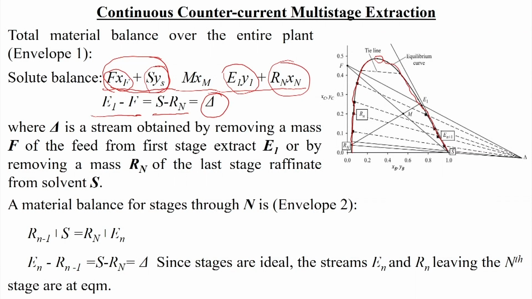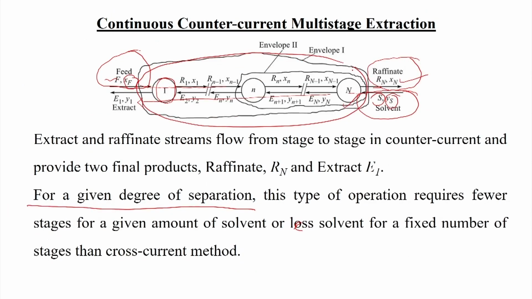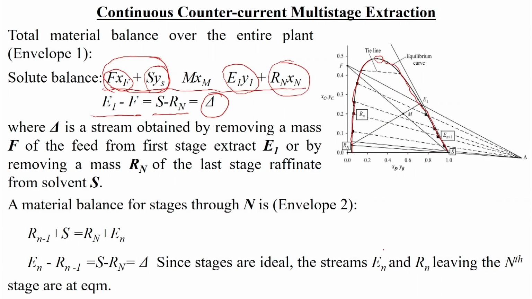So, if we now do the material balance in envelope 2, in the small envelope like this, there we will get Rn minus 1 plus S is equal to Rn plus En. From here also we get extract minus raffinate, which gives S minus Rn. So, this is also delta.